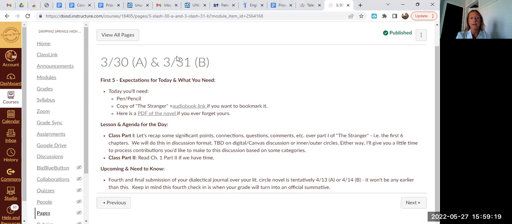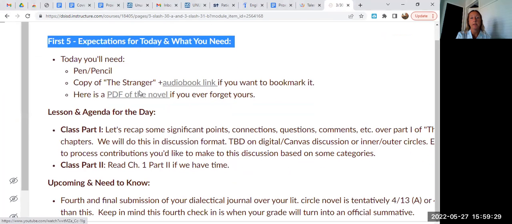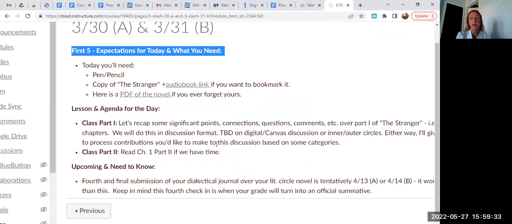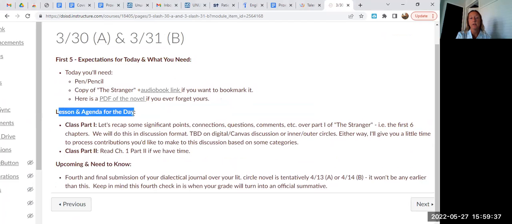To get this lesson going, I post every day's agenda under modules, so students can quickly see the expectations for what they need. There's an audio link plus a PDF link, so resources are simultaneously embedded in that agenda. There's a short agenda post for the day, so if a student is absent or needs clarification, they can always go back and reread that. And every day I also post an upcoming and need to know. So every day looks like this for an agenda post.